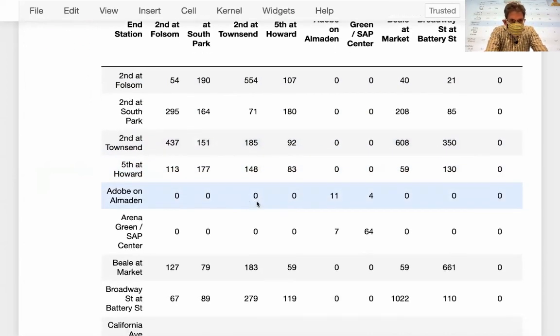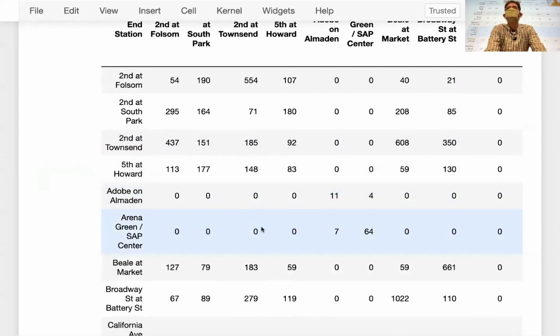Nobody went to Adobe on Almaden. Nobody went to the SAP Center. Why didn't they do that? Yeah, I think this is in San Jose. That would be a pretty long bike trip, maybe like one of those 200-day bike trips. Okay, so it turns out that this experiment wasn't just in San Francisco, and even though it's sponsored by the SFMTA, they were trying to coordinate commuting along the Caltrain.